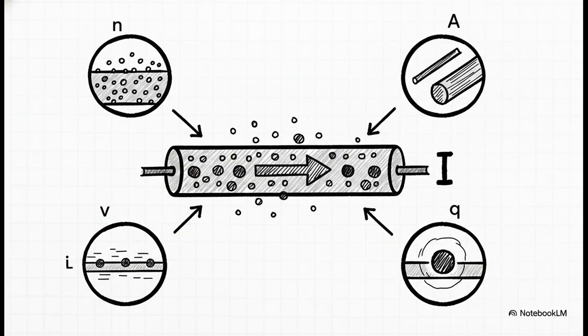So, when you put all of those pieces together, we get this incredible master equation. The current, I, equals N times A times V times Q. It's so elegant. This one formula tells the whole story. The total current depends on how crowded the wire is, how wide it is, how fast the electrons are drifting, and how much charge each one is carrying.